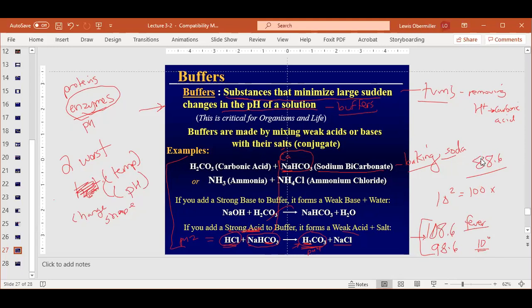So same thing with pH, right? Remember, the pH is 7.2 to 7.6. So these are very small windows that life can exist at.